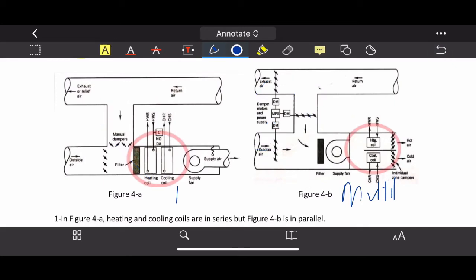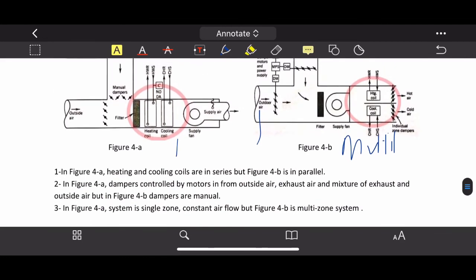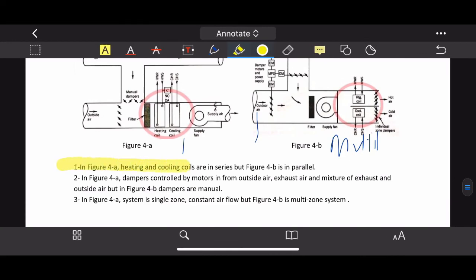Right, so let me go back. And then let's go down. In figure 4A, heating and cooling coils are in series, but figure 4B is in parallel, which is very obvious. In figure 4A, a damper controlled by motors from outside air, exhaust air, and mixture of exhaust and outside air, but in figure 4B dampers are manual. Right, that means these dampers you can open and shut manually as there's no controller.